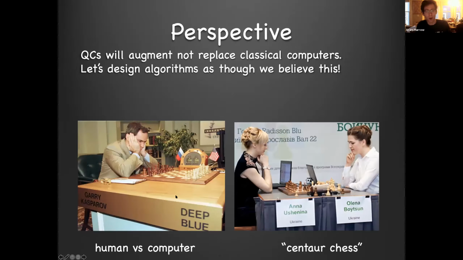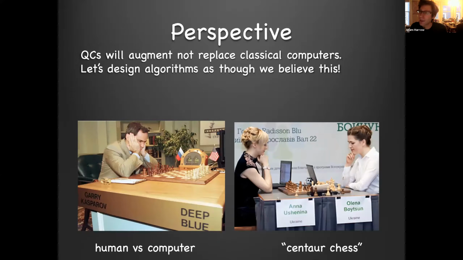And so, let me wrap up by talking about one more form of hybrid computation. After Kasparov lost to Deep Blue, he didn't come up with the idea, but he helped popularize the idea of centaur chess, where there's a human and a computer together.